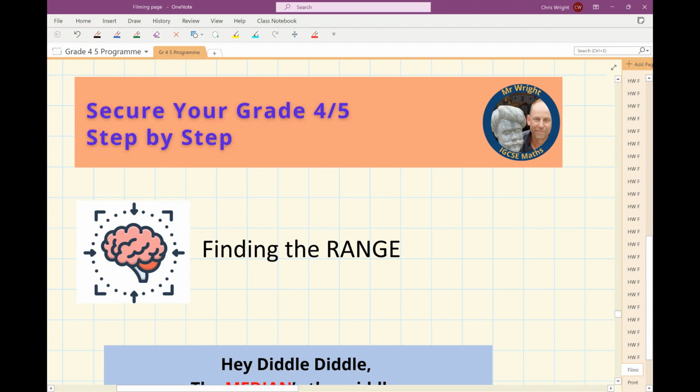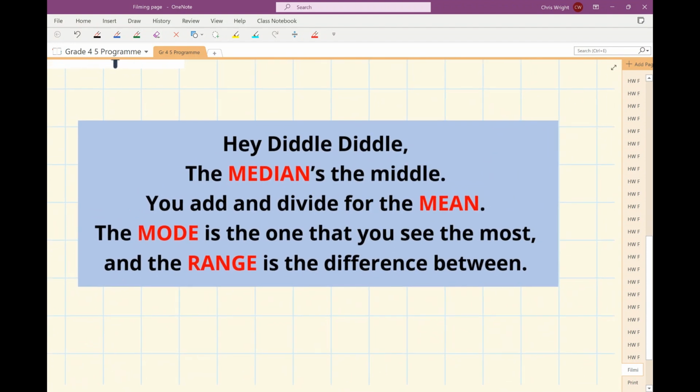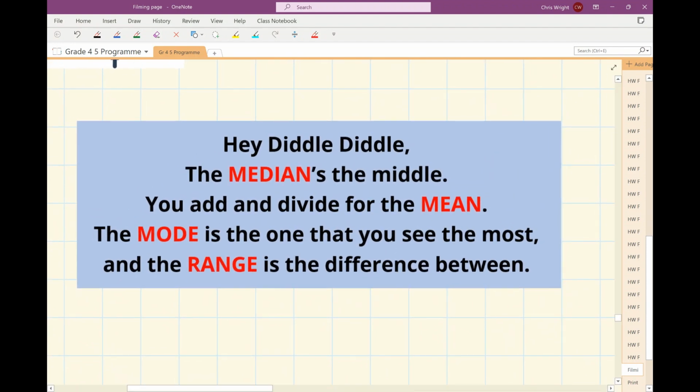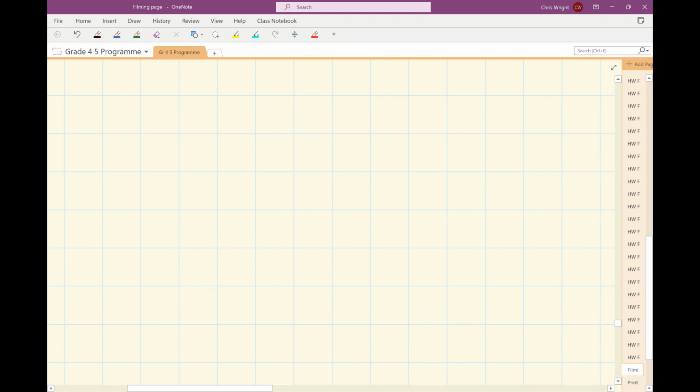So here is the rhyme for you to learn. Hey diddle diddle, the median's the middle. You add and divide for the mean. The mode is the one that you see the most. And the range is the difference between. That's the difference between the highest number and the lowest number. So that gives you an idea of how spread out the data is.